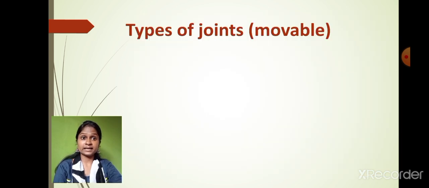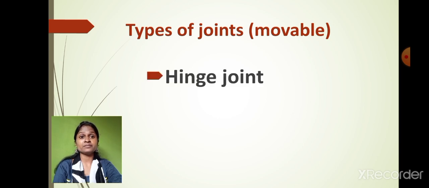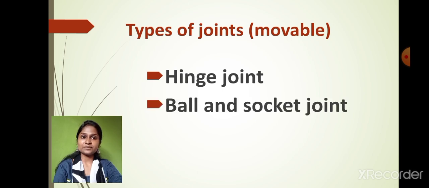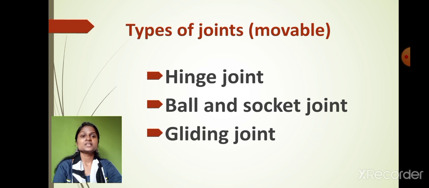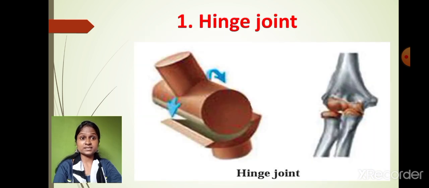And once again, these movable joints are classified into three parts. I hope you remember that. The first one is the hinge joint. The second one is the ball and socket joint. The third one is the gliding joint. These are the three types of movable joints present in our body. I hope you remember what exactly we mean by the hinge joint, ball and socket joint and gliding joint. Let's see once again over here.